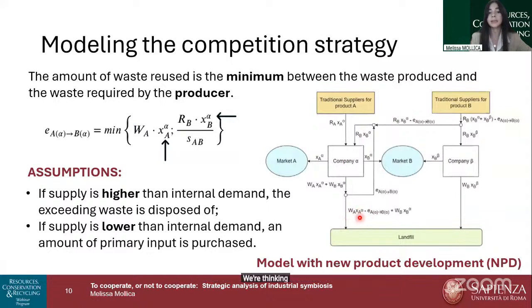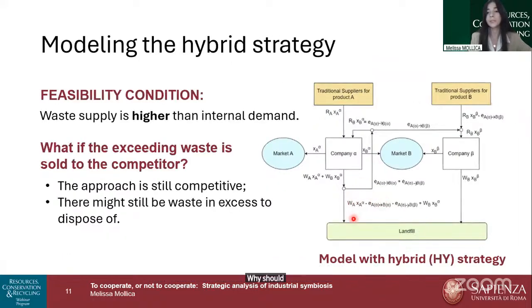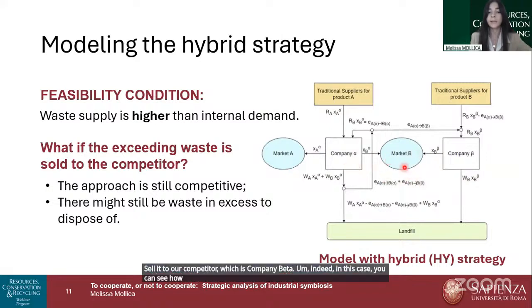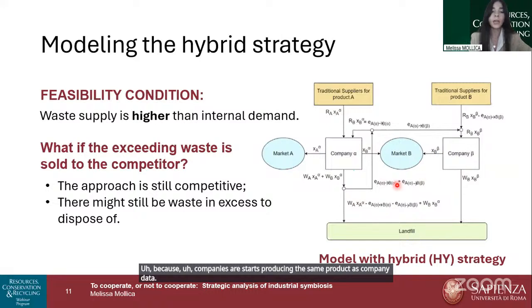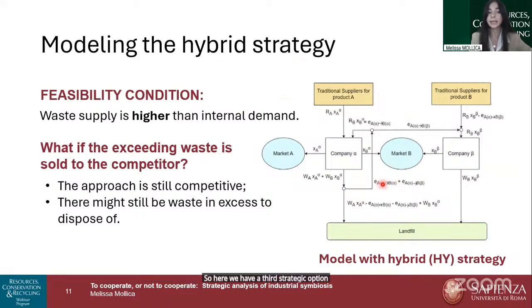Well, thinking about this inefficiency, we thought about a third strategic option. Why should we dispose of the excess of waste if we can profitably sell it to our competitor, which is company Beta? Indeed, in this case, you can see how both company Alpha and company Beta compete on market B, because company Alpha starts producing the same product as company Beta. So here we have a third strategic option, that is the hybrid strategy, in which there is still a competitive approach between company Alpha and company Beta. And even in this case, if there is an excess of waste, it must be disposed of in the landfill.